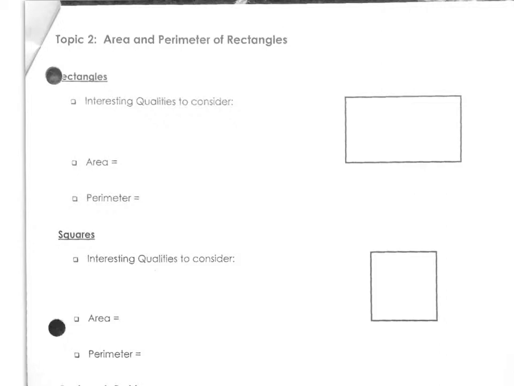All right, you can see in your packet in topic 2 that this is all about area and perimeter of rectangles. I know we've talked a lot about this. Rectangles, what are the interesting things to consider? Well, first of all, what makes a rectangle a rectangle? We talked a lot about this, and that's that it has 4 right angles. Right? So 4 right angles. Another word for that is it's equiangular.